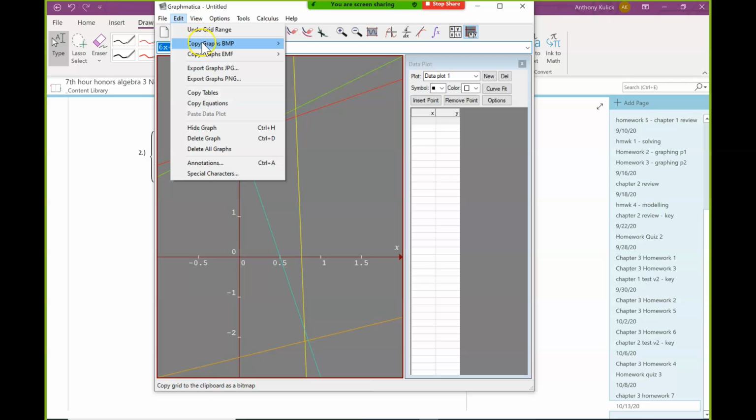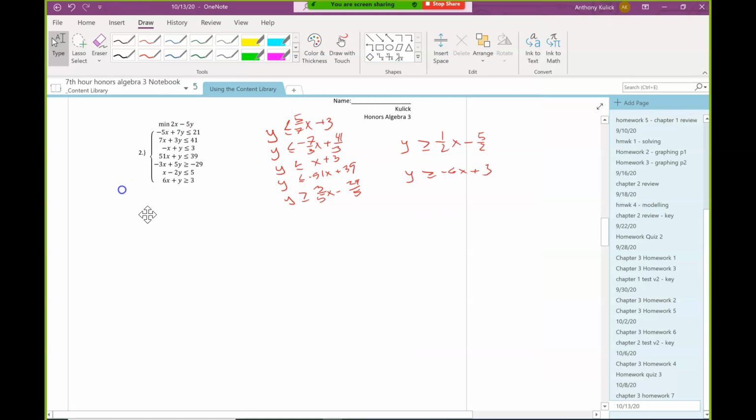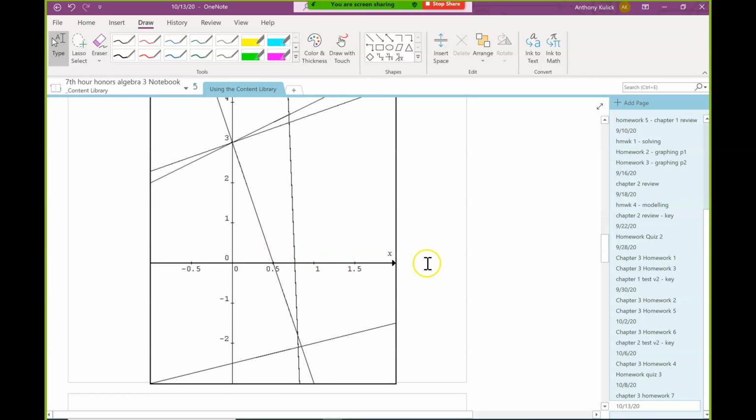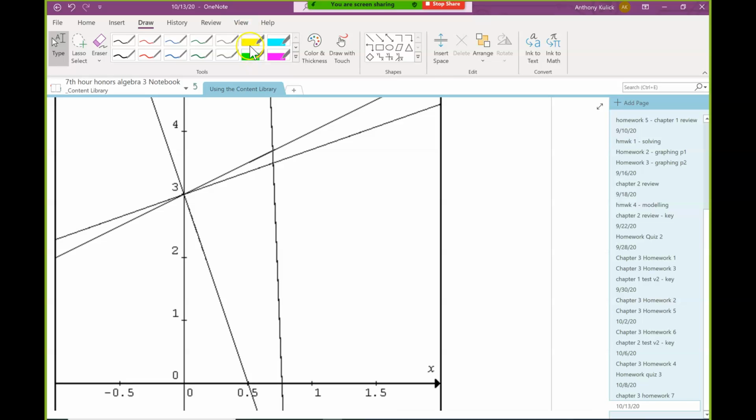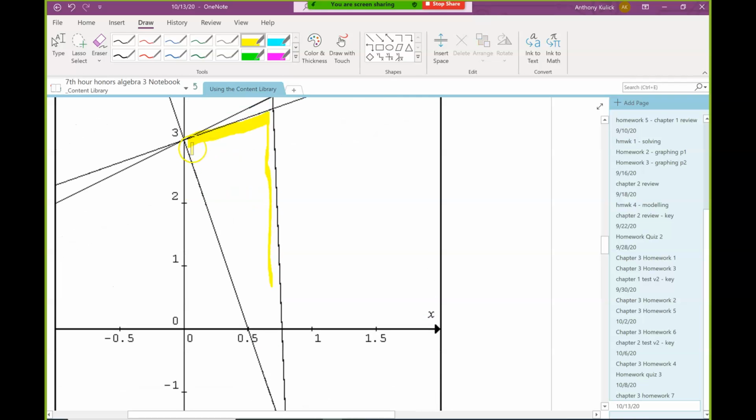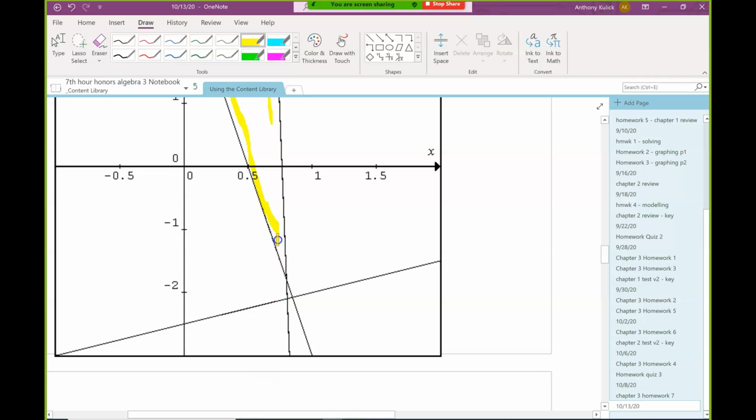And I'm going to copy this. If I gave you anything this complicated, I would give you the picture already, just so you know. And our region that we're concerned about is this thing right here.